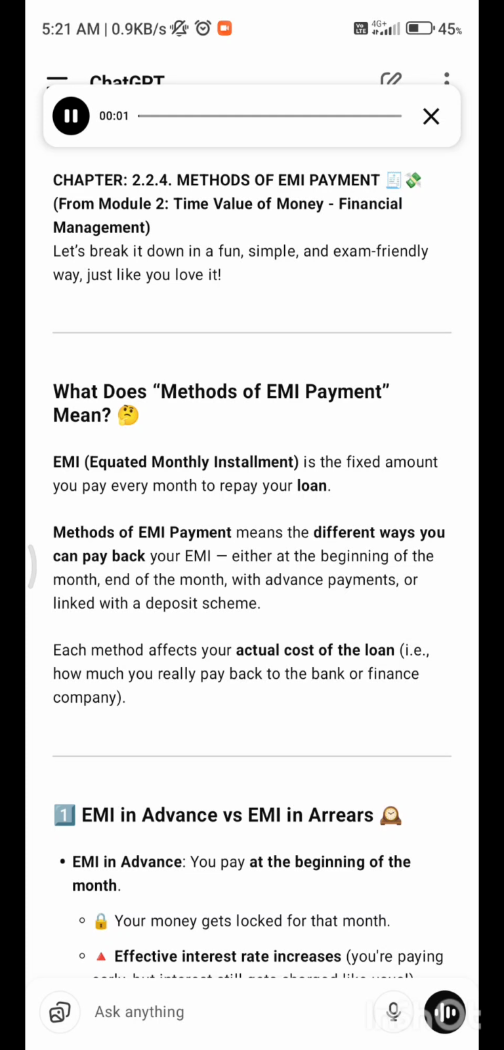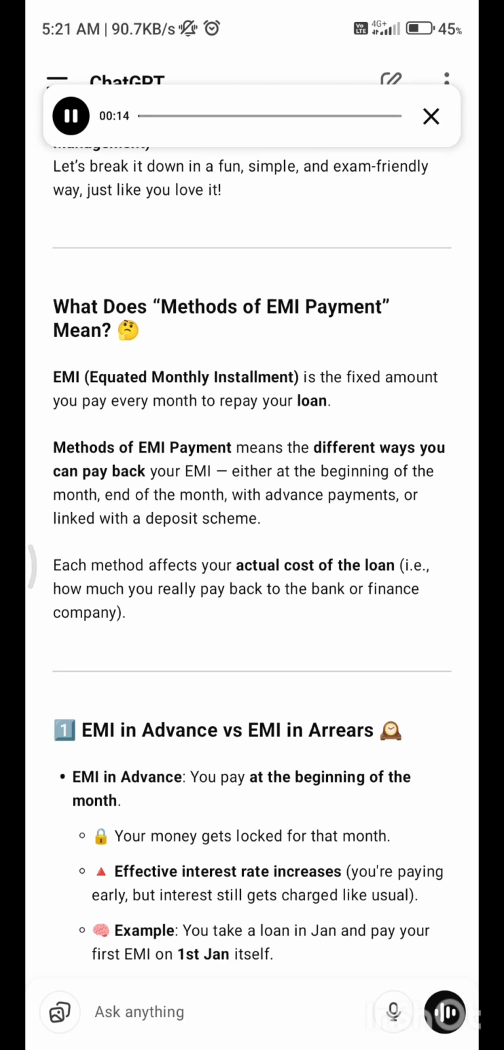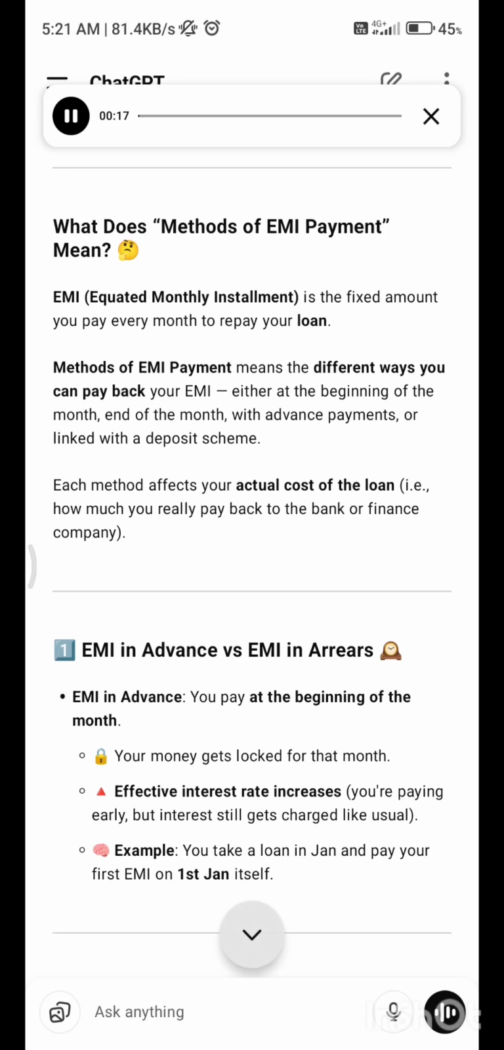Chapter 2.2.4 Methods of EMI Payment from Module 2 Time Value of Money, Financial Management. Let's break it down in a fun, simple, and exam-friendly way. What does methods of EMI payment mean? EMI, equated monthly installment, is the fixed amount you pay every month to repay your loan. Methods of EMI payment means the different ways you can pay back your EMI, either at the beginning of the month, end of the month, with advance payments, or linked with a deposit scheme. Each method affects your actual cost of the loan, i.e., how much you really pay back to the bank or finance company.